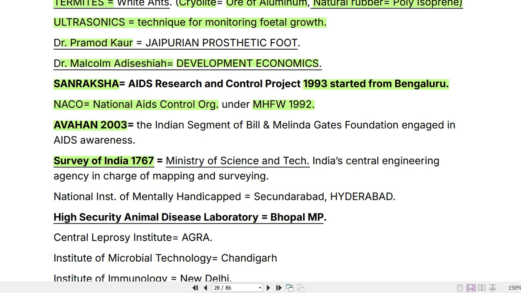Okay, so Survey of India is a very old organization. It's like an office, quite an old office under the government of India. Survey of India, 1767, under Ministry of Science and Tech. It is the apex organization for mapping and surveying, geological mapping and surveying, right? But it comes under the Ministry of Science and Tech, India's central engineering agency in charge of mapping and surveying.